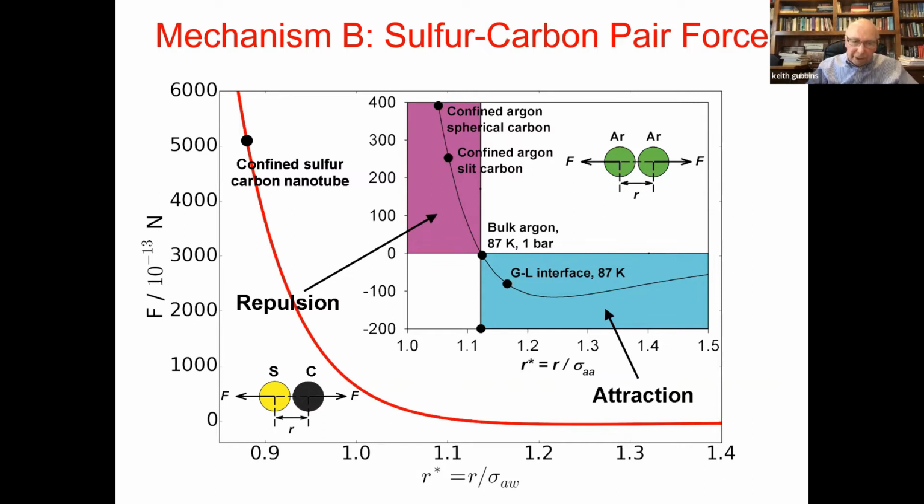But when we go to the sulfur interacting with the carbon, this red curve is the force felt by the sulfur. Now these forces are much larger. This is why you see these megabar tangential pressures in the pore. Okay, I want to quickly make some remarks on the next slide.